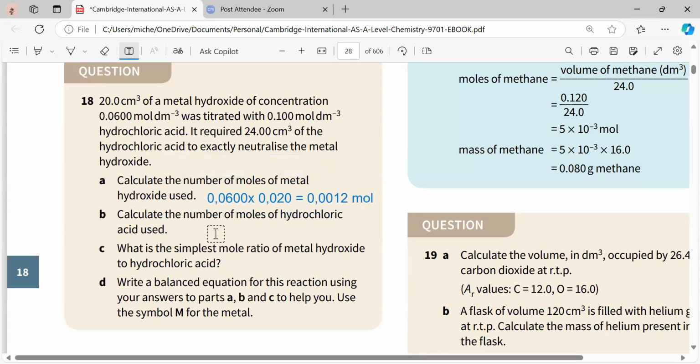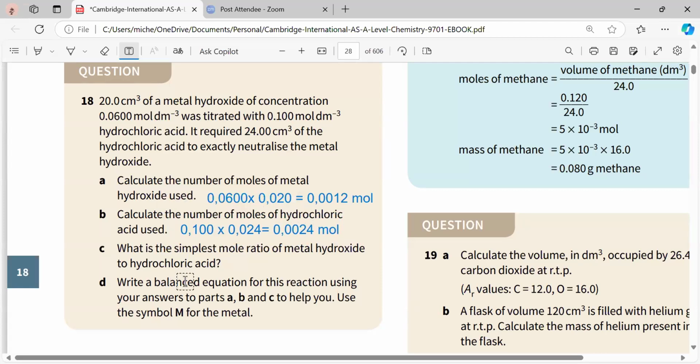And now we're trying to find the number of moles of hydrochloric acid. It goes the same way. The concentration would be 0.100, and we're going to times that by 24. This is the volume of hydrochloric acid. So 24 divided by 1000, since we need to convert the unit, that'll be 0.024. So 0.100 times 0.024 equals 0.0024 mole.